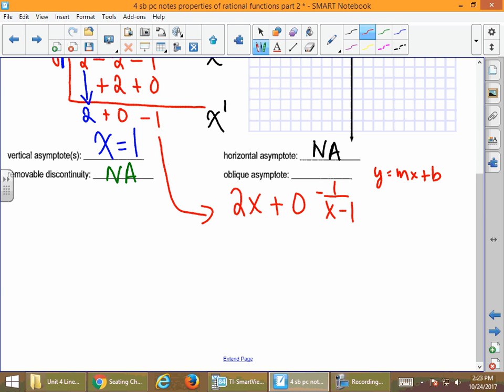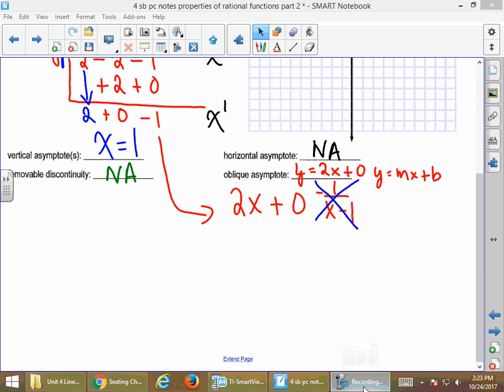But before we worry about that too much, we want the format to be y equals mx plus b. We just don't have to worry about the remainder. And our oblique asymptote becomes y equals 2x, or 2x plus 0.